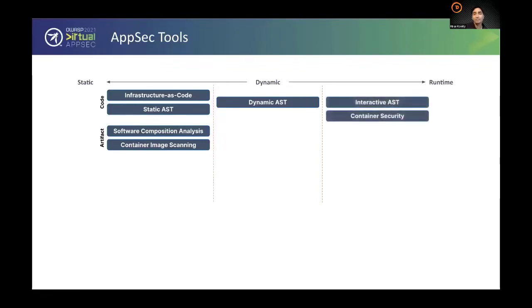And then on the right side, you have runtime AST tools, application security testing tools. A popular one here is interactive AST tools, tools like Contrast Security, et cetera. They were designed 10 years ago. All these tools allow you to instrument a language-specific agent. Like if it's a Java application, you say, okay, install a Java agent. If it's a .NET application, you install a .NET agent. And they allow you to get visibility into how your application is behaving by looking inside the application.